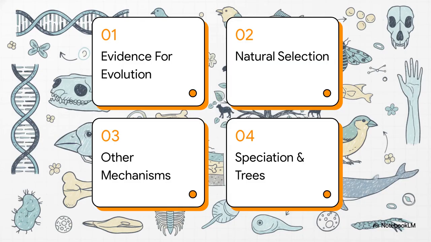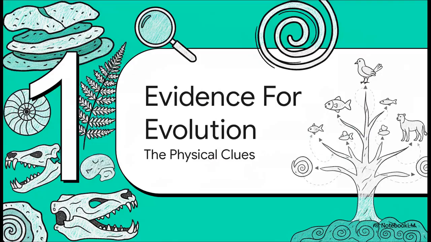To crack this case, we're going to follow a four-step game plan. First, we'll look at the evidence for evolution. Then, we'll dig into Darwin and natural selection. After that, we'll explore some other mechanisms of evolution. And finally, we'll wrap it all up with speciation and the family tree. Let's jump right in. Section 1.